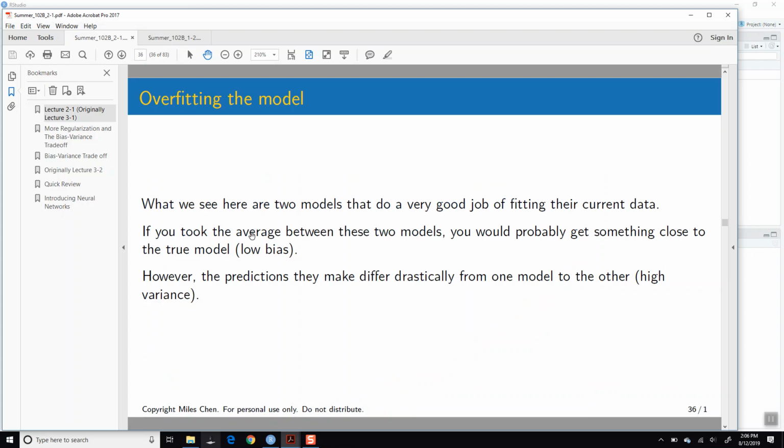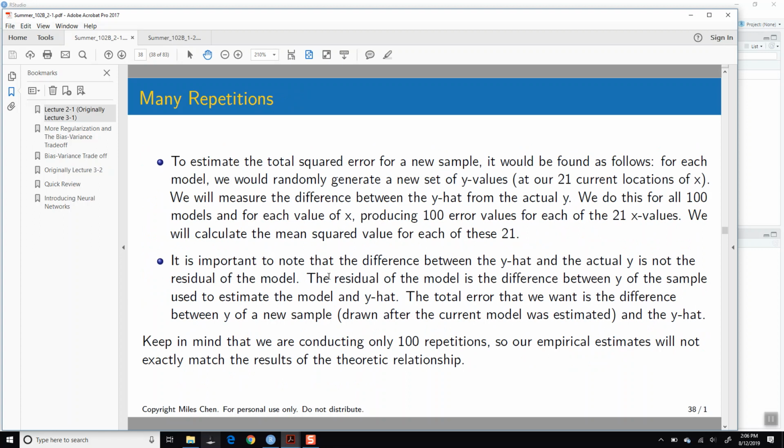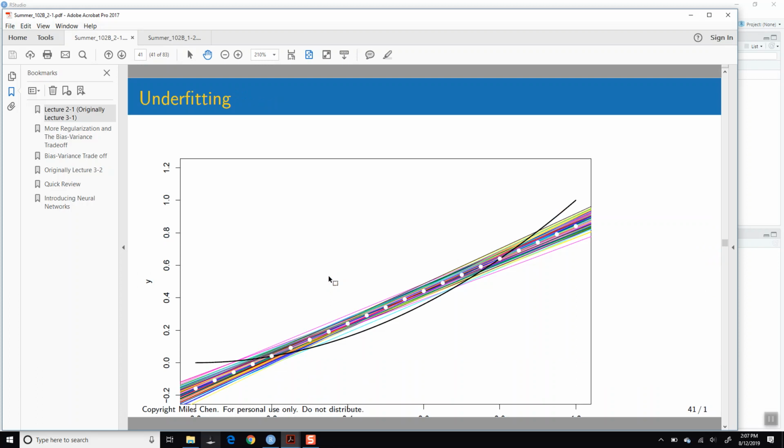In this one, we get 2 models that do a very good job of fitting their current data. But if you take a look at these 2 models, they're drastically different from each other. There's high variance. If you took the average of these models, you'd probably get something close to the true model. This just explains what I'm going to do, but I do this a whole bunch of times, and here's just a whole bunch of code.